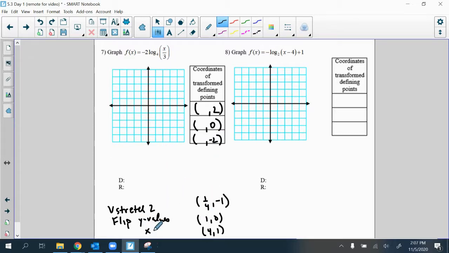All my x values get stretched by 3. Remember, dividing here actually stretches it instead of shrinking it. So that means all my x values get multiplied by 3. So 3/4, 3, and 12. So (3/4, 2), (3, 0), and (12, -2). That's going to be way over here. So I can graph this. I know that went way over, but the domain of this function is 0 to infinity, and the range of this function is -infinity to infinity.